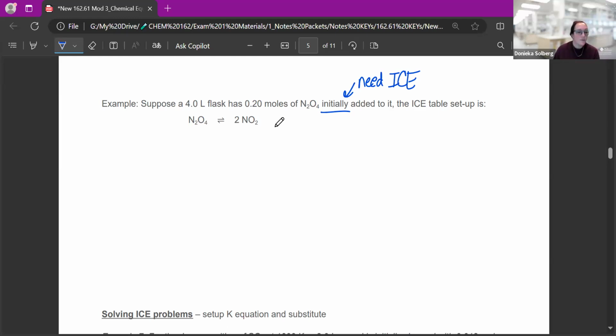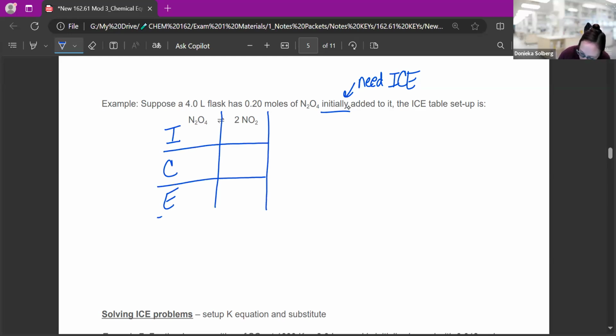So this is how you set it up. You have your equation, okay? And then we're going to make it like a table. I, C, E. You want to separate all of your substances, and we should have a box for I, C, and E for all. Okay, so initially, what do I have initially? Well, initially I have 0.2 moles of N2O4 in this flask.